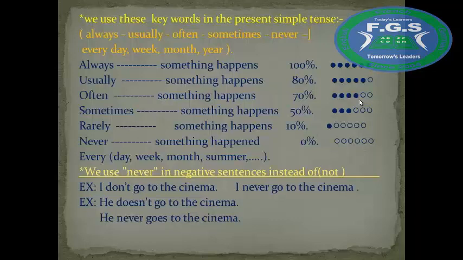Don't or doesn't. Look at this example. I don't go to the cinema. When I use never in this example, I have to delete don't. So use never instead of don't. I never go to the cinema. He doesn't go to the cinema. So when I want to use never in this example, I have to delete doesn't and put es to the verb go. So I have to say he never goes to the cinema.